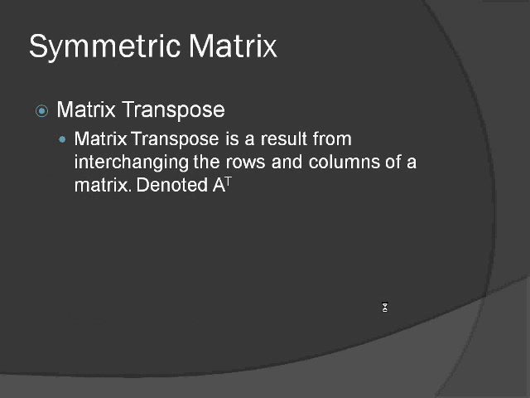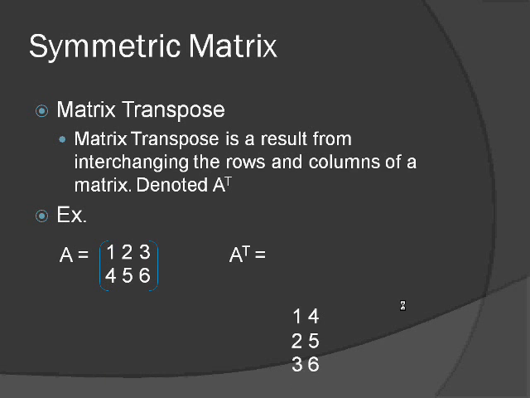Matrix transpose. The matrix transpose is a result from interchanging the rows and the columns of a matrix. It is denoted by A to the power of T. For example, matrix A equals 1, 2, 3, 4, 5, and 6. If we transpose matrix A, the result will equal 1, 4, 2, 5, 3, and 6.